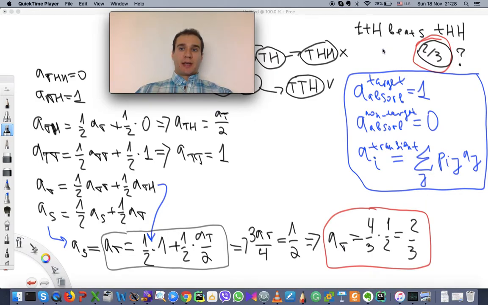If you're playing a game where the first player picked the THH combination and you're picking some other combination to beat him, this is a combination that will do the job. It's tail-tail-head, and the corresponding probability to win is 2/3, which is bigger than 1/2, so you have odds slightly in favor of your combination. Alright, that's how you do it.